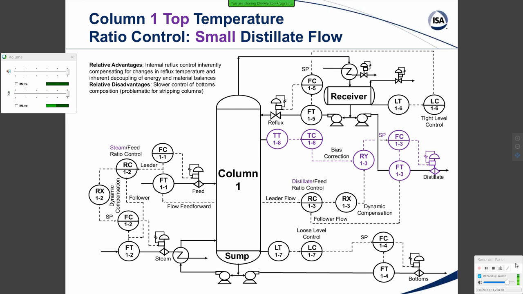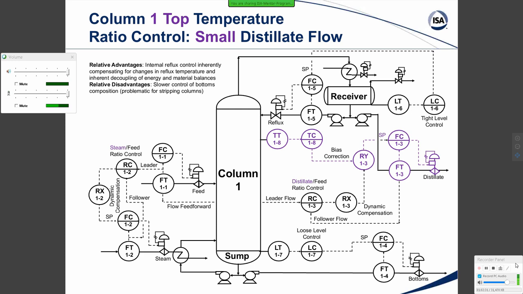And so in that case, we have the distillate flow manipulating the reflux flow. And now the temperature controller is manipulating the distillate flow. There's a feed forward of distillate to feed flow ratio. But if you change that distillate flow, you really are not going to affect the column until you change the reflux flow. So some people would add in another feed forward there to have a ratio of reflux to distillate flow.